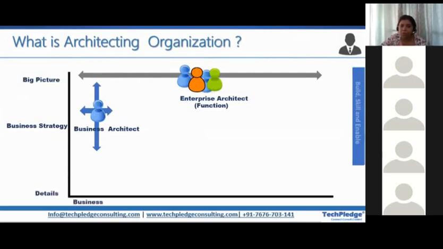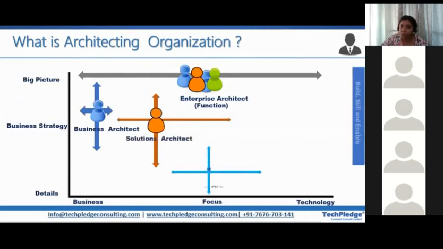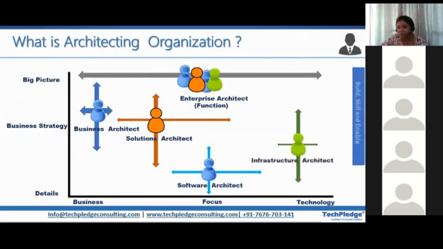Now at the bottom of the screen, if you see, these are the three focus areas that an architect would be looking at. One is business, then focus, then technology. As you can see, there would be multiple other architects available. One is the software architect, or we can call them product architect, and then there would be an infra architect, and in the middle of everything, there would be a solution architect.